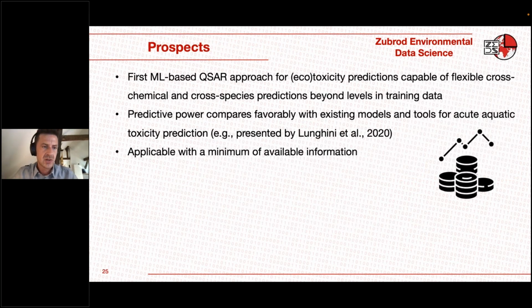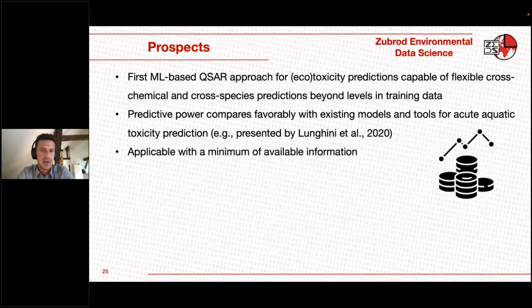Despite these limitations, to our knowledge, what I showed you today is the first machine learning-based approach for ecotoxicity prediction that is capable of flexible cross-chemical and cross-species predictions beyond the levels that are present in the training data. The predictive power of our models compares favorably with existing models and tools for acute aquatic toxicity prediction, and it is applicable with a minimum of available information.